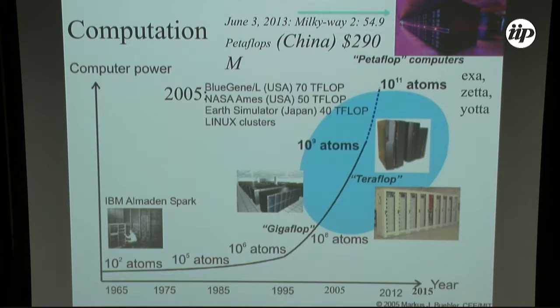So where are we? This in here, 2013, there is a computer called the Milky Way. It's a Chinese computer. It's 54 petaflops. It costs $290 million. Yeah, they've got money. And that's the largest until March of this year. So Los Alamos has one that is called Trinity, and in Los Alamos Trinity doesn't mean what it means for religious people.